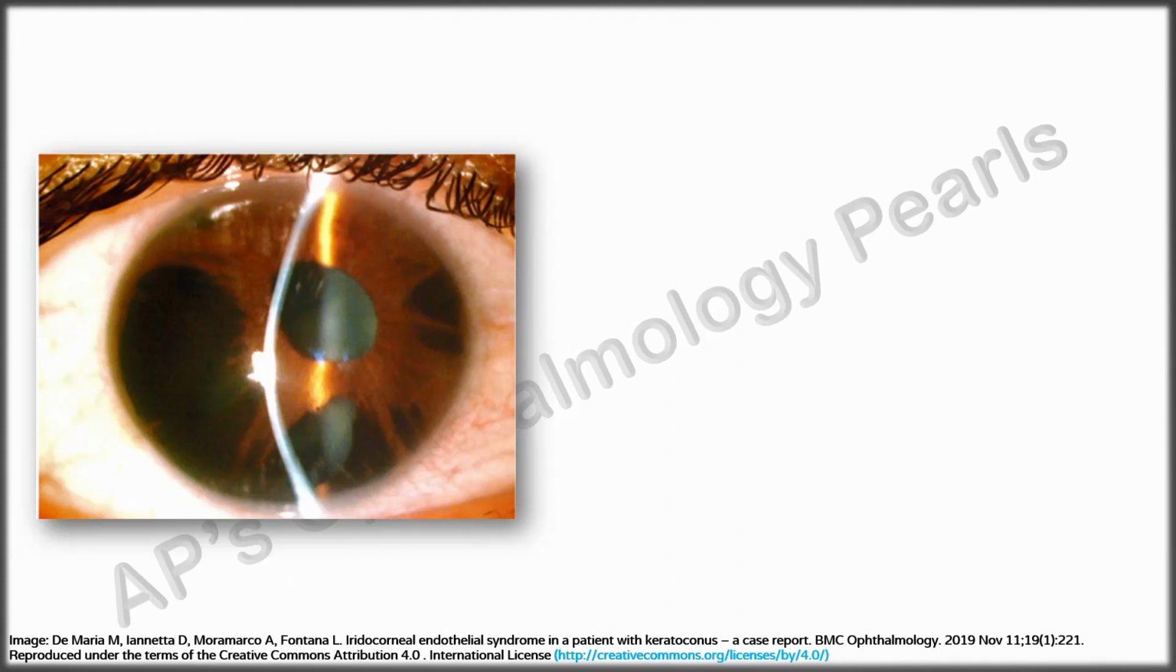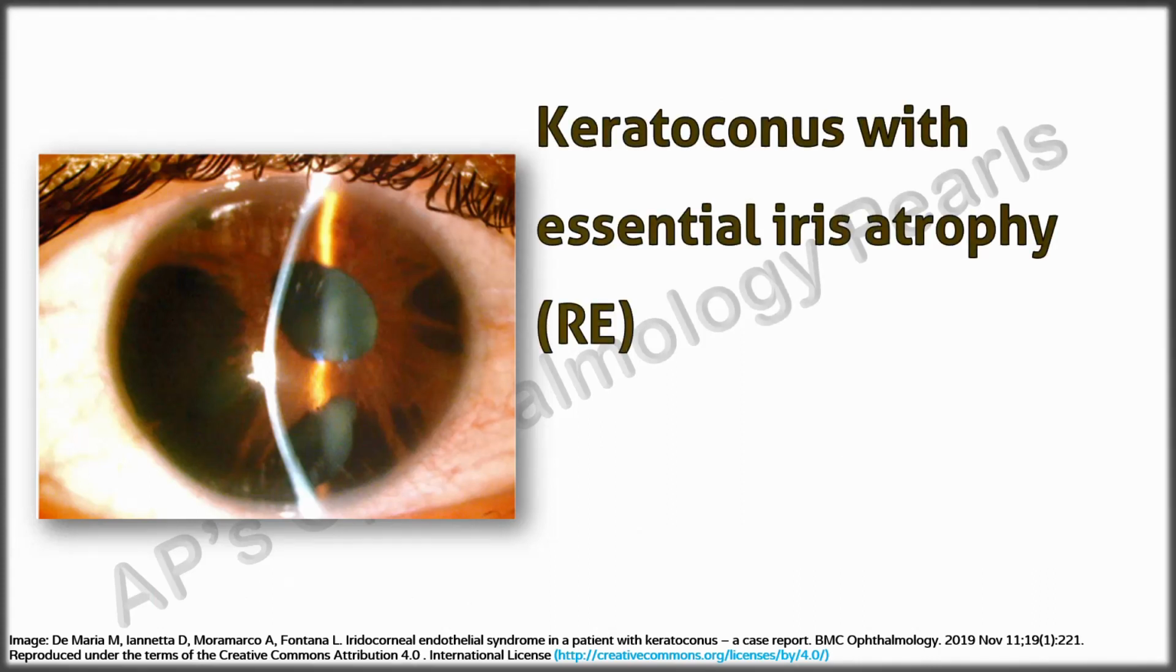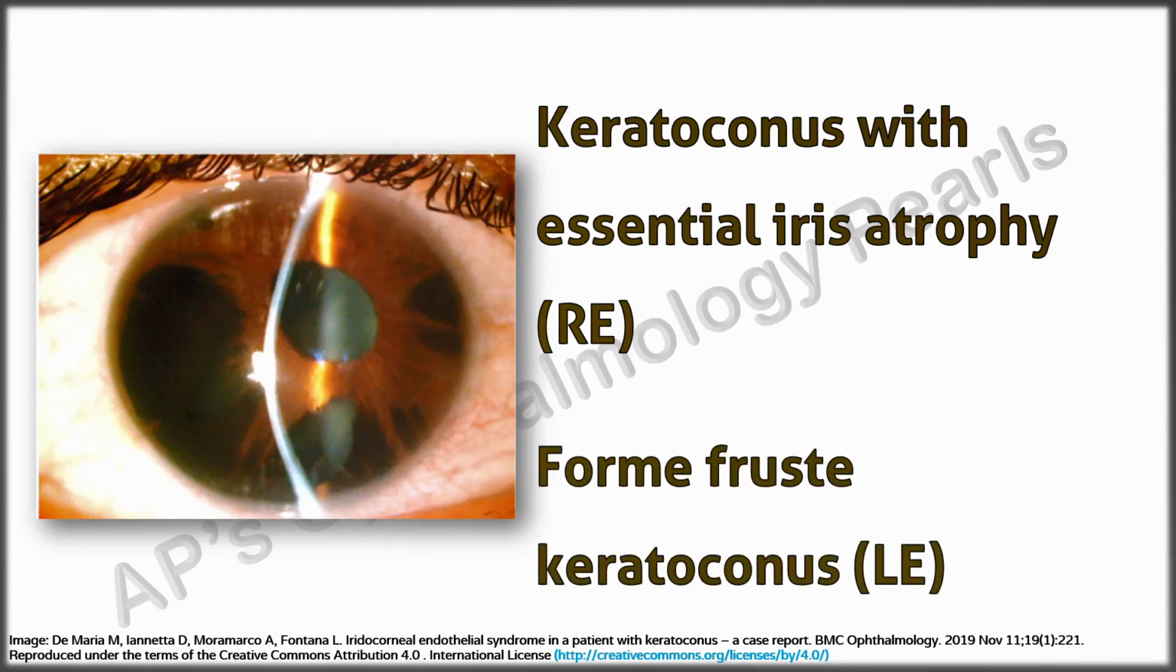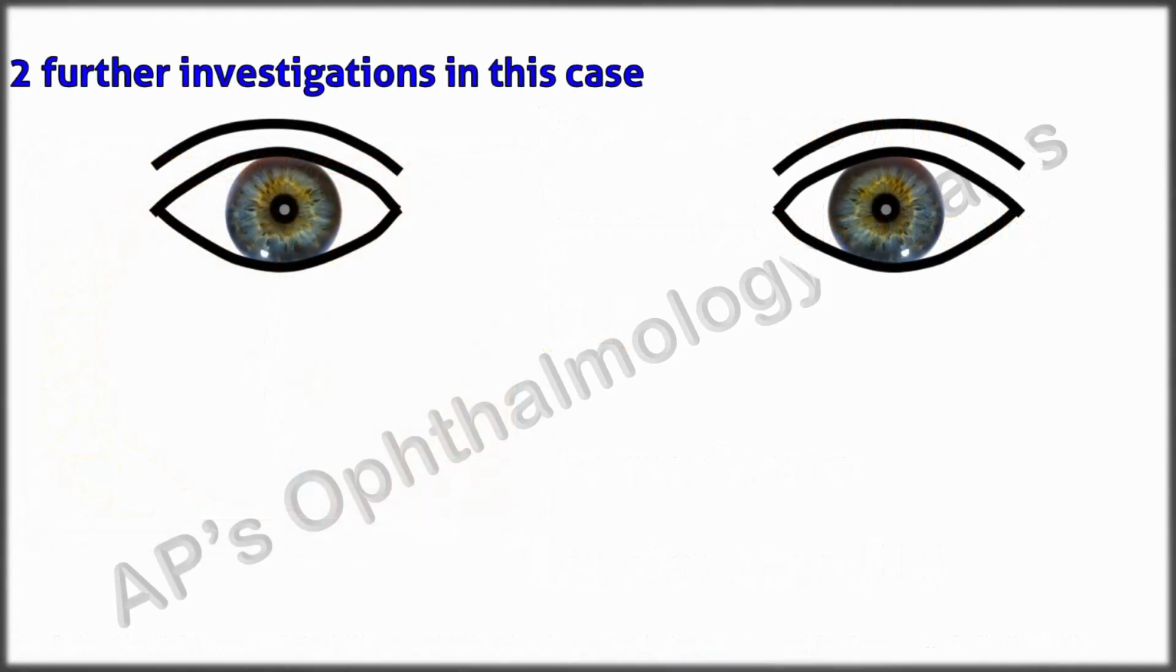So finally, after considering the various possibilities, essential iris atrophy fits in. So the findings in this patient are consistent with keratoconus with essential iris atrophy and advanced glaucoma in the right eye and forme fruste keratoconus in the left eye. I'll give you 10 seconds to ponder on what 2 additional investigations are required in this case.